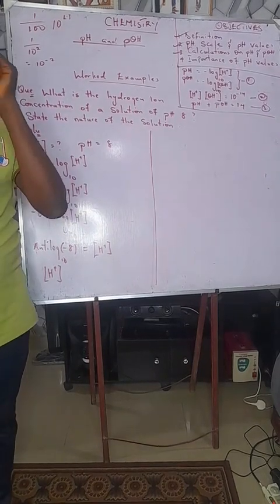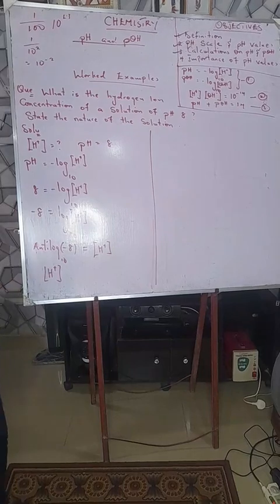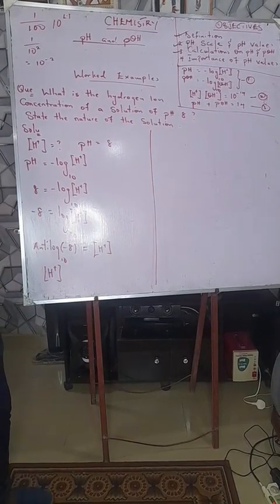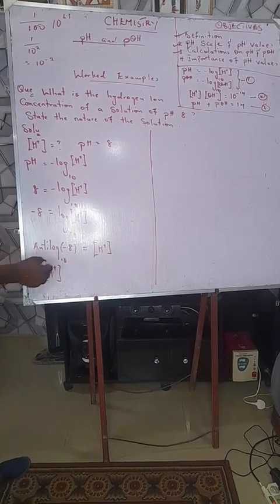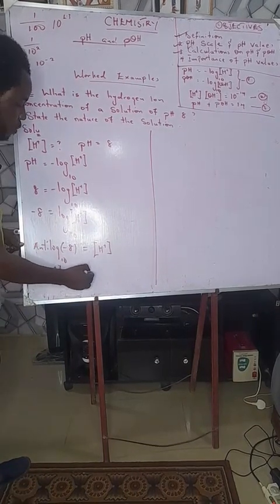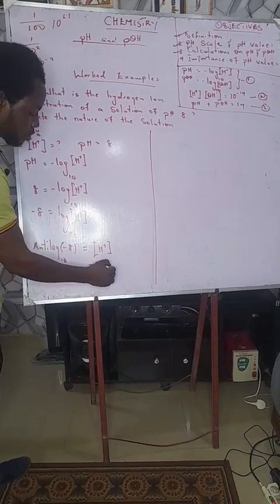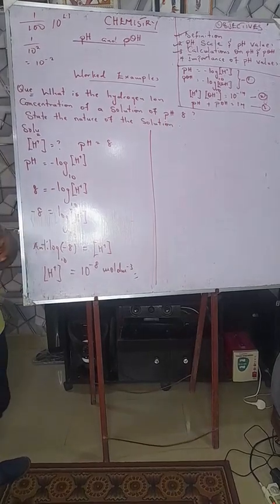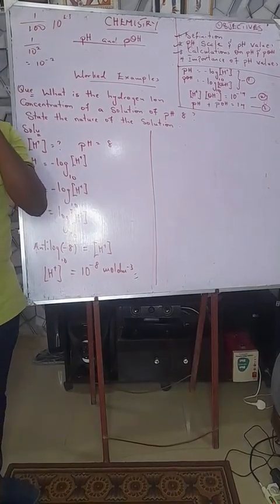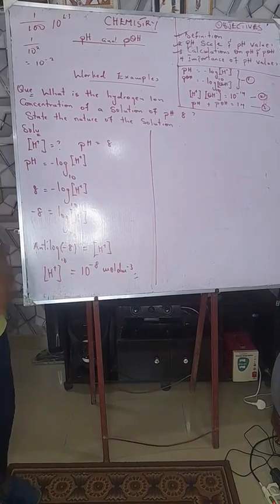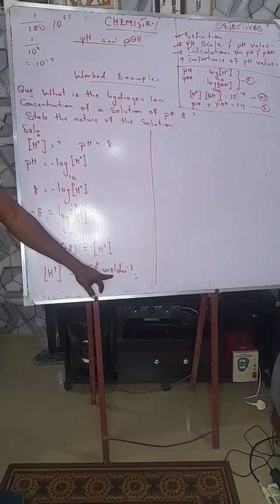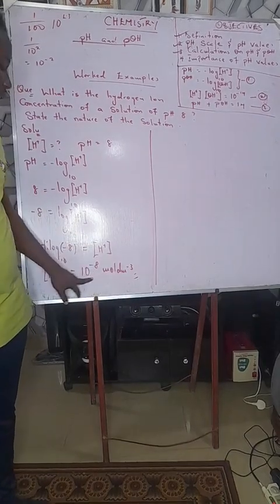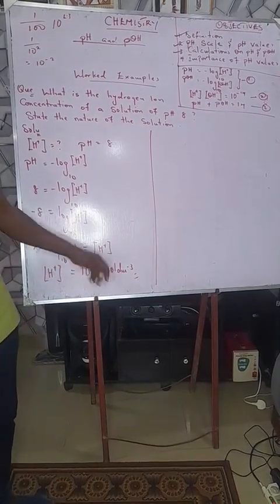If you press this, you are going to get something like 10 raised to the power of minus 8 mole per dm cube. If you have your calculator, you can press that. I put the unit because you are calculating hydrogen ion concentration. It has a unit, which is 10 raised to the power minus 8 mole per dm cube.